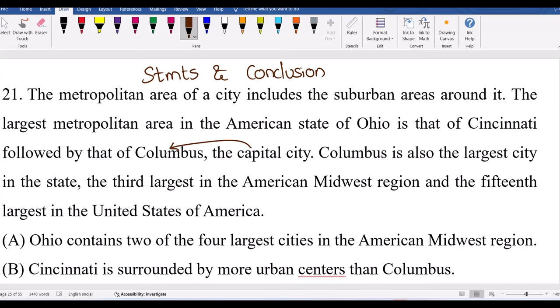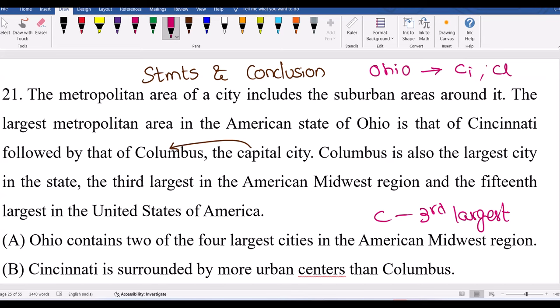Now, is the first one correct? Ohio contains two of the four largest cities in the American Midwest. Columbus is also the largest city in the state and the third largest. The largest metropolitan area in the American state of Ohio is that of Cincinnati, followed by that of Columbus. So in the state of Ohio, the largest metropolitan area is Cincinnati, followed by Columbus. Columbus is the third largest in the American Midwest, so the other may be second or first. So Ohio contains two of the four largest cities; I think we can consider that, right?